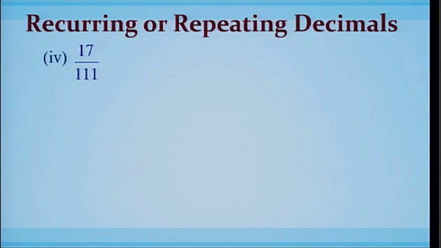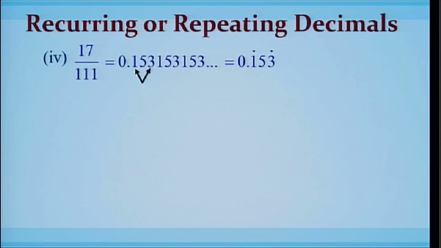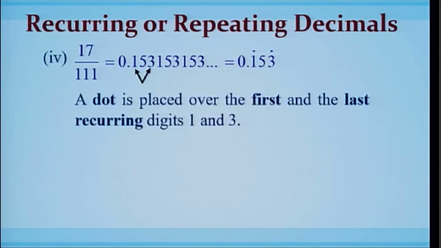Now look at this example, 17 over 111. If you perform a long division, you're going to have this decimal number. Here, you will see that numbers 1, 5, and 3 repeat themselves in a pattern. So, writing it in dot notation, no need to write the dot above all 3 numbers that are repeating themselves. You will notice that number 5 is always between 1 and 3. So you write the dot only on 1 and 3.